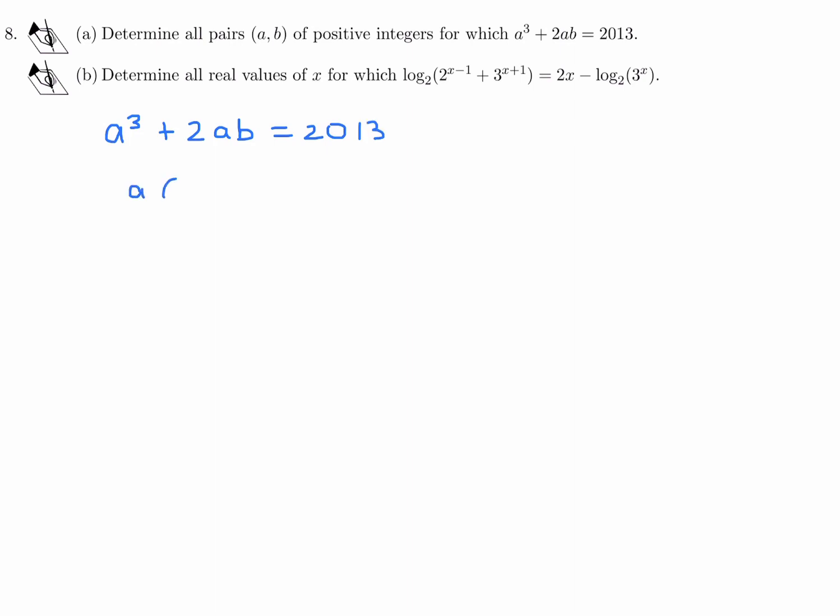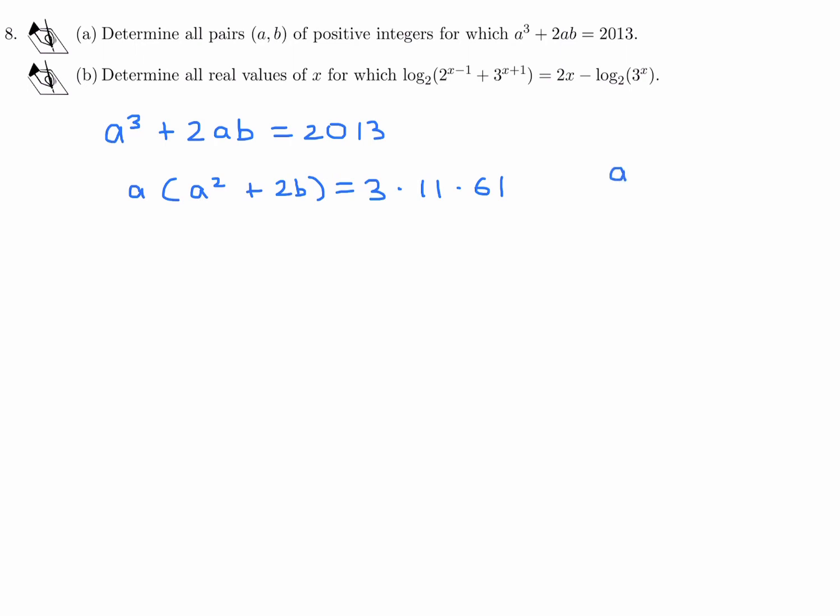Factor out an a, we get a(a^2 + 2b) is equal to 2013. Now you say, where do I go from here? Well, this times this is 2013, so it's probably helpful to break up 2013 into its prime factors, and those are 3 times 11 times 61. So this times this is 3 times 11 times 61.